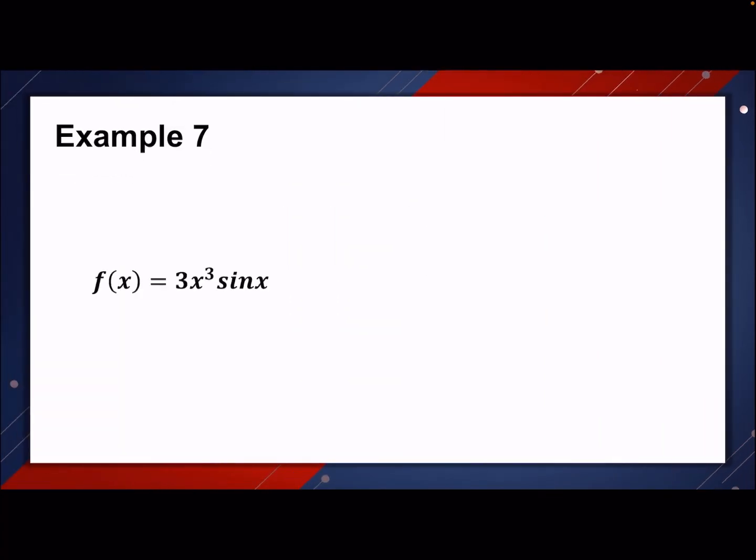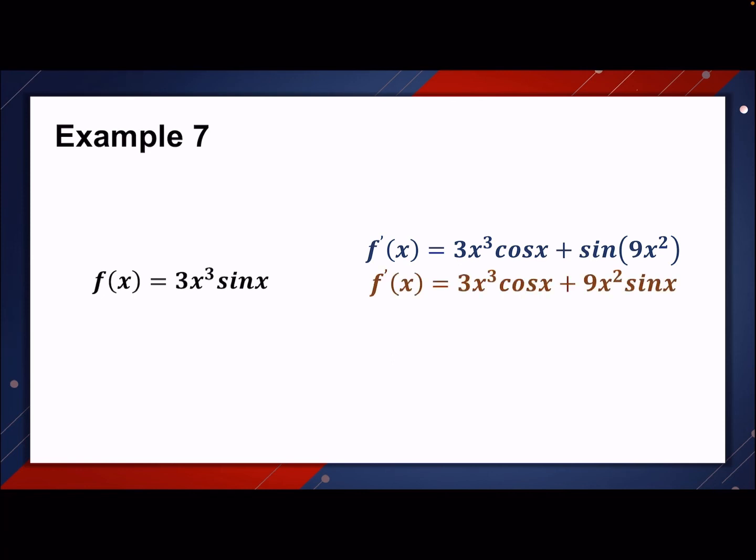Example 7. f(x) is equal to 3x cubed times sine x. So the derivative of this function is equal to 3x cubed times cosine x plus sine x times 9x squared. We can simplify it and get 3x cubed times cosine x plus 9x squared times sine x. So the answer is 3x cubed times cosine x plus 9x squared times sine x.